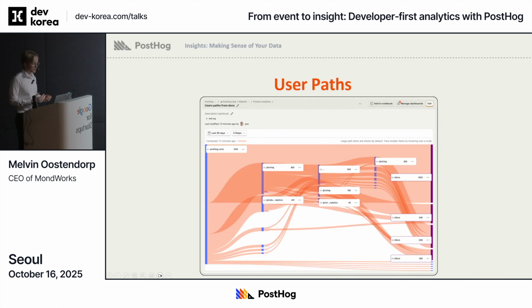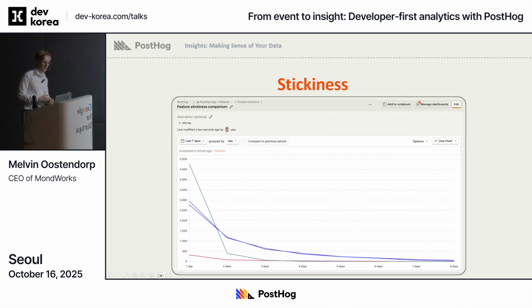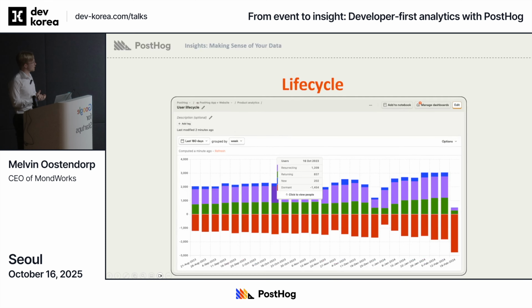And then we have user paths. They can help you understand how users navigate through your application, where they're getting stuck, or which features they're not discovering yet. Then we have stickiness. It allows you to see which users are engaging with your product the most, like who your power users are. And lastly, lifecycle. Those are helpful for checking your product health, or breaking users down by behavior, like new, returning, and so on.